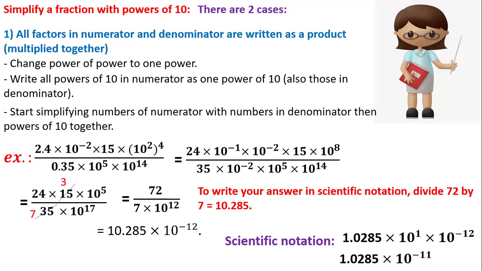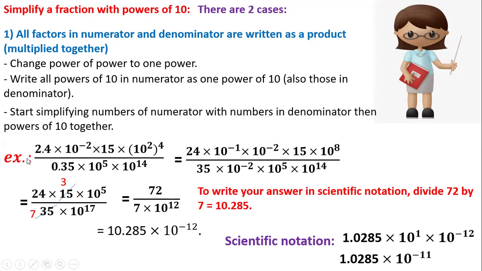In this case, first, if I have a power of power, I change it to 1 power. Then we write all powers of 10 in the numerator or in the denominator as 1 power of 10. After that, we start simplifying numbers of a numerator with numbers in denominator, then powers of 10 up and down together.